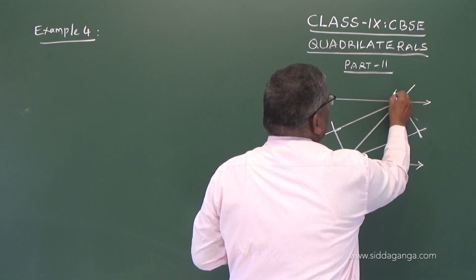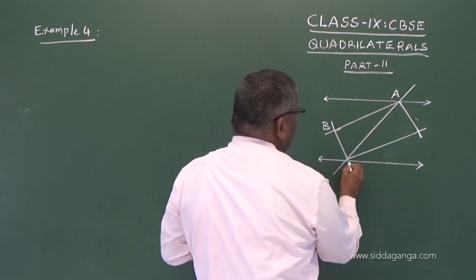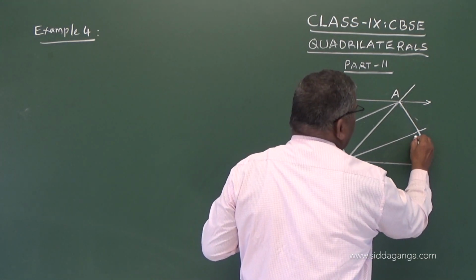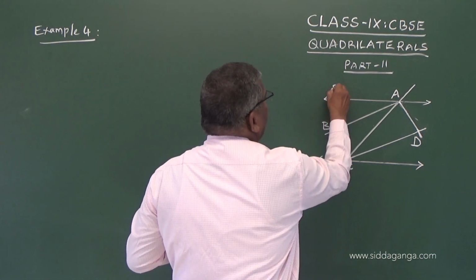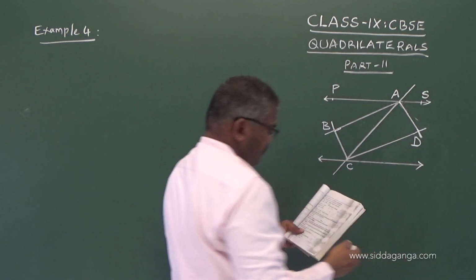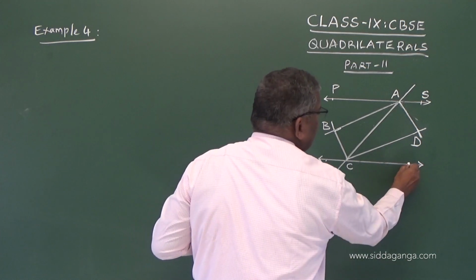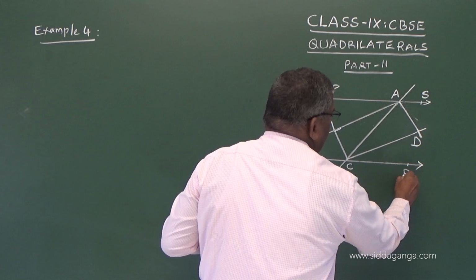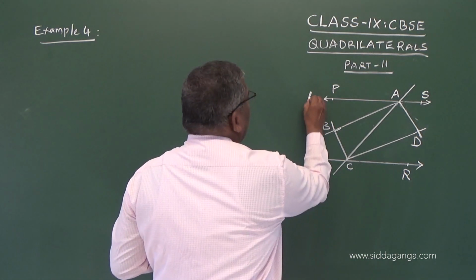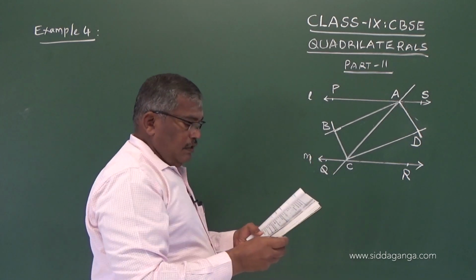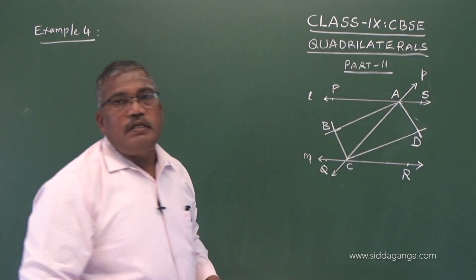So this is point A, point B, point C, point D. A, B, C, D. This is P, S, and Q, R. This is Q, this is R. This line is called L, this is M, and this line is called small p. So this is the sketch given.